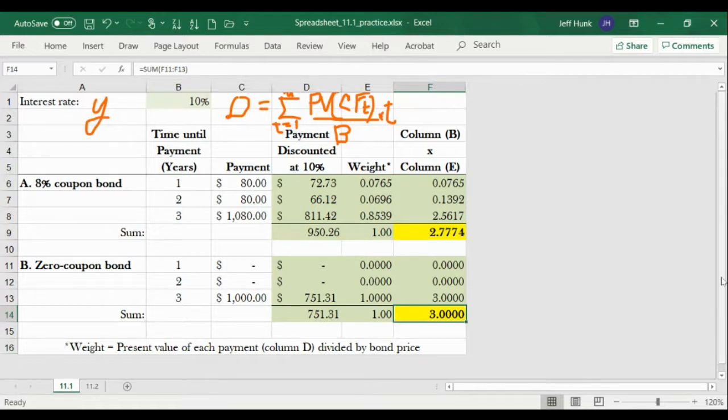Okay, so this is a very simple exercise of the duration calculation, right? Duration calculation, that rhymes, but calculating duration, right?